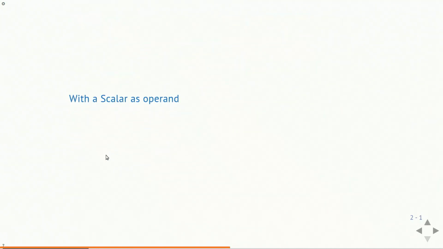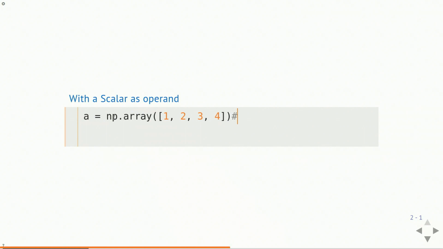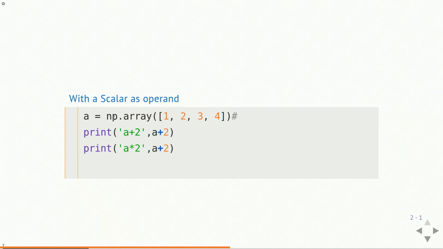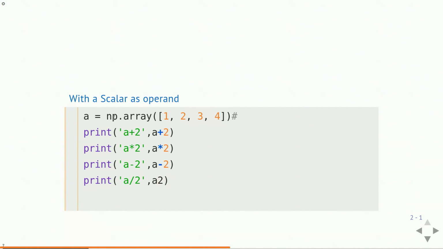For our first case, let's consider when one of our operands is a scalar. Let's add, subtract, multiply, divide, and compute the power of each element of an array. So here is the given array. So we are going to add, multiply, print a plus 2. So a plus 2. Add, multiply. Subtract. Let's compute the power of.